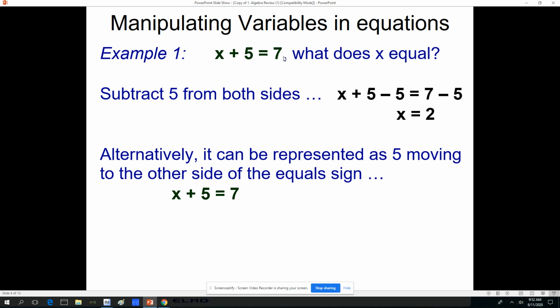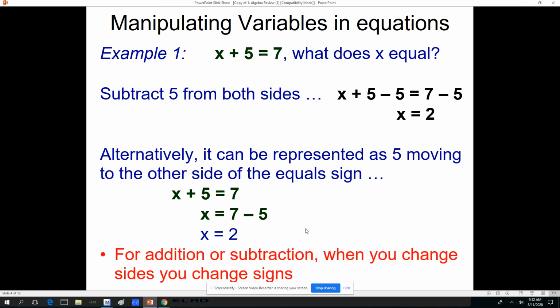Okay, so here's that equation again. You could think of it as, oh, I'm just going to move the 5 to this side because we're moving it across the equal sign. Whatever symbol we have on this side, we want to do the opposite because we're moving it to the opposite side. So instead of a plus 5, when it moves to this side, it becomes a minus 5. The answer that you get is still going to be the same. X is equal to 2.